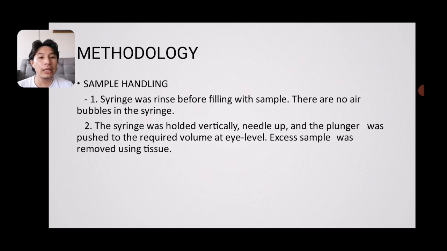Next, methodology. In this slide, we will be talking about how to handle the sample. First, the syringe was rinsed before filling with samples. Make sure there are no air bubbles in the syringe. Then number 2, the syringe was held vertically, needle up, and the plunger was pushed to the required volume at eye level. And excess sample was removed using tissue, so there are no samples remaining on the syringe.